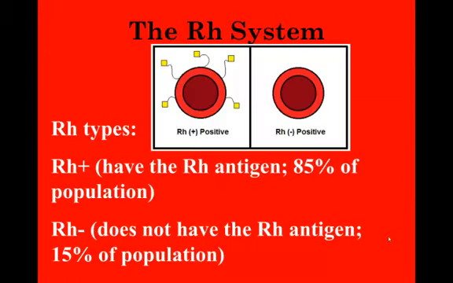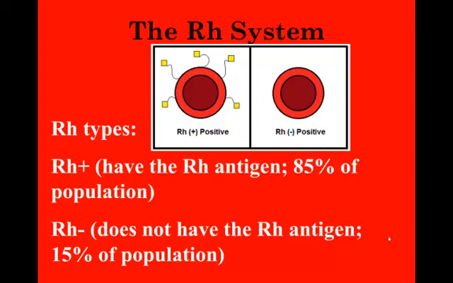If you have it, you're positive. If you don't have it, you're negative. So there's only two types of blood using just the RH system. You either have the RH antigen and you're positive or you don't have it. Most people have it, 85% of the population. RH negative is rare, only 15% of the population.